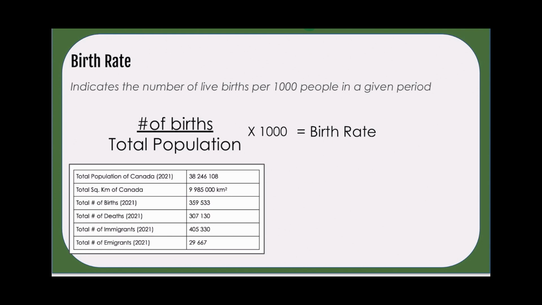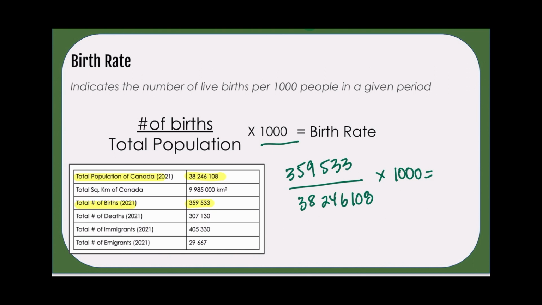And so what we're looking at with birth rate is the total number of births per 1,000 people. So we're going to want to keep that in mind when we're doing our calculation. So we're going to have a look at our total births and our total population. So we're going to take our total births and we're going to divide that by our total population and we're going to multiply that by 1,000. This gives us an answer of 9.40.